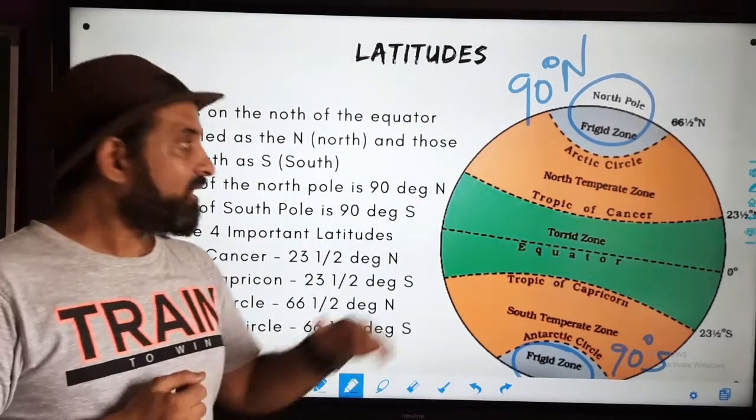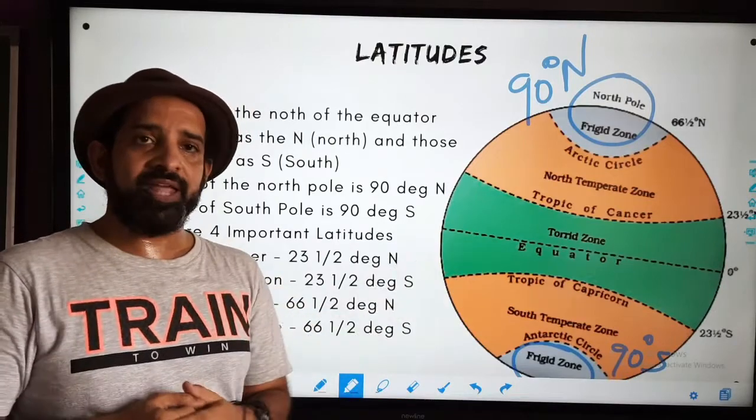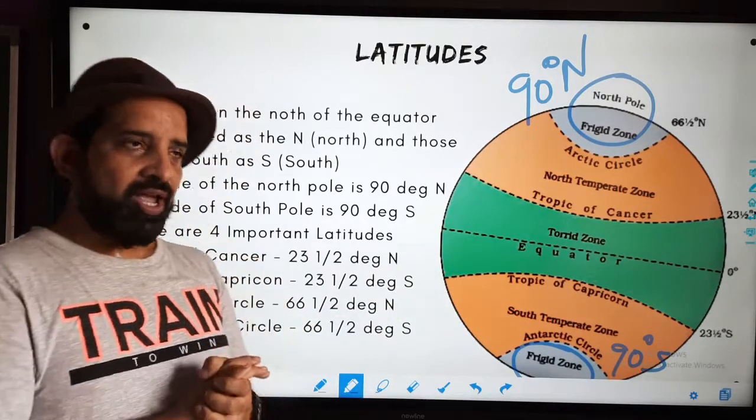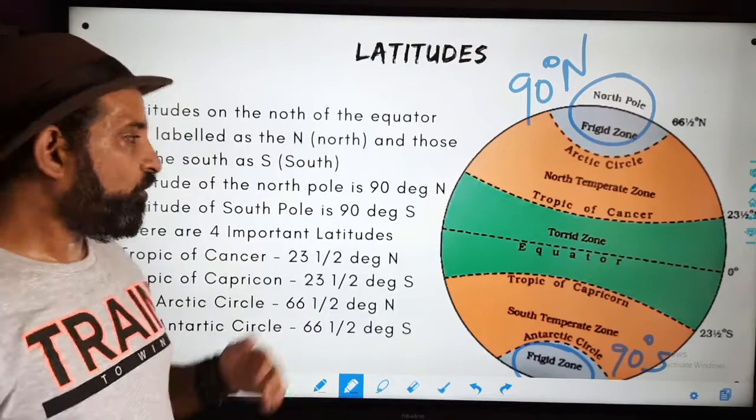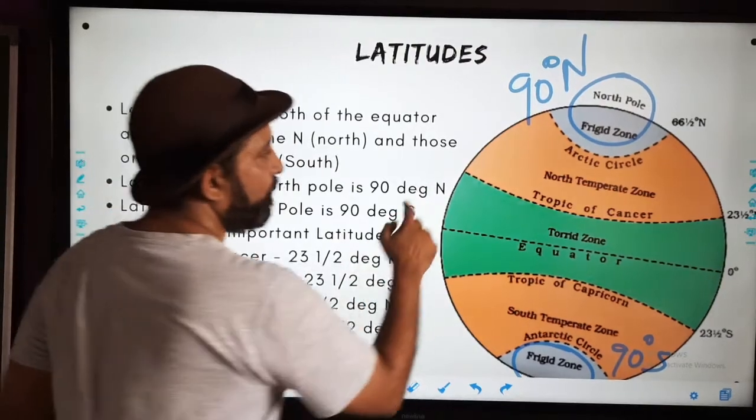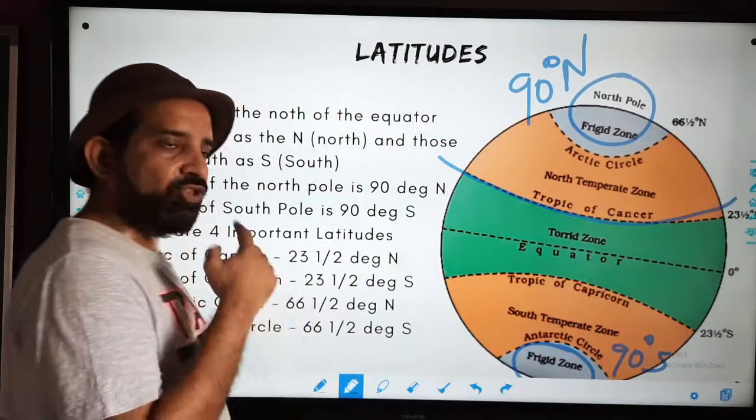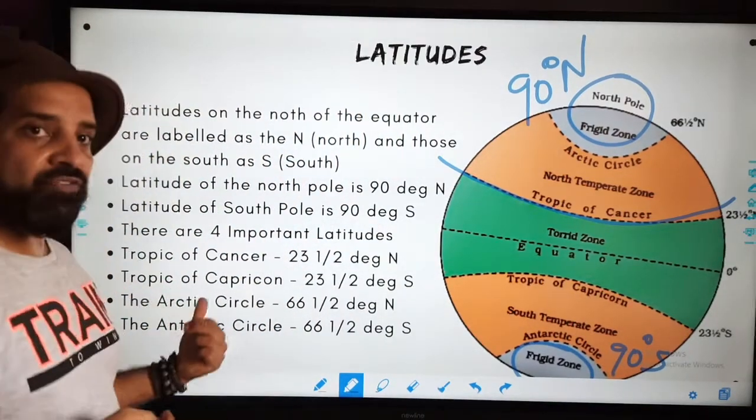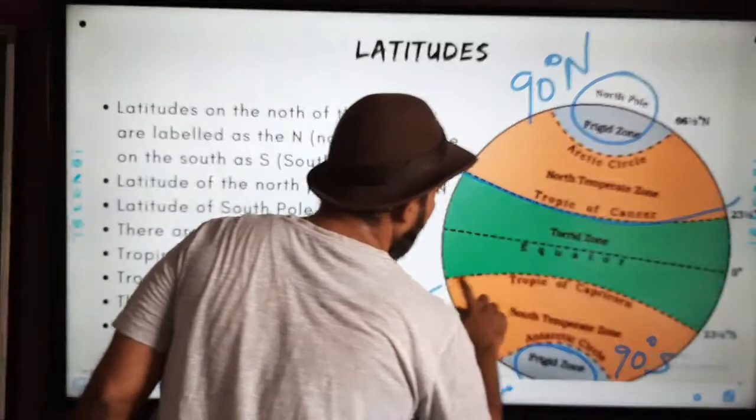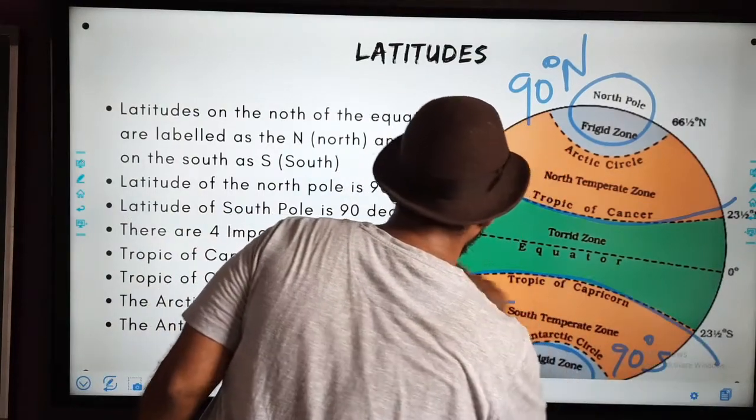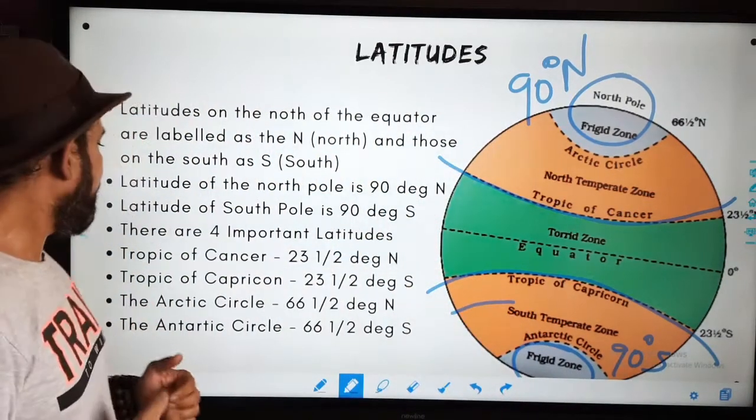Now students, depending upon the equator and the poles, there are 4 major latitudes. First is Tropic of Cancer. Here is Tropic of Cancer. It is 23.5 degree north. Second is Tropic of Capricorn. Here is Tropic of Capricorn. It is 23.5 degree south.